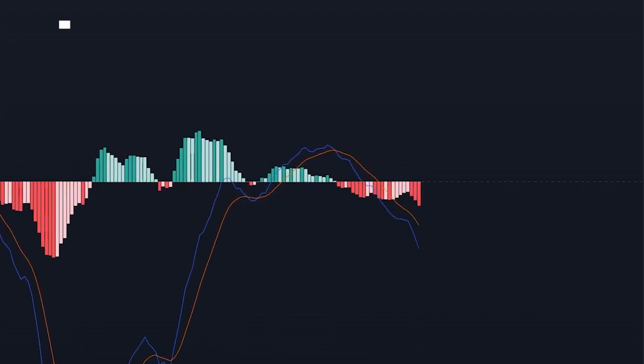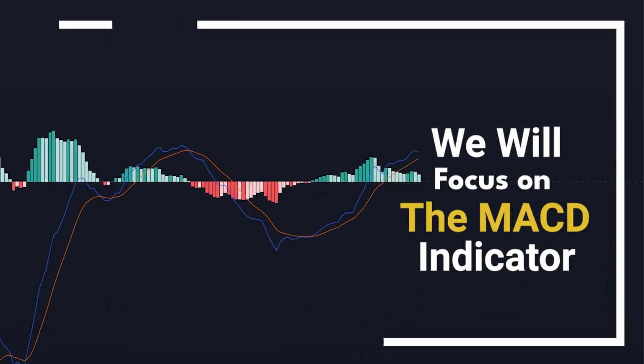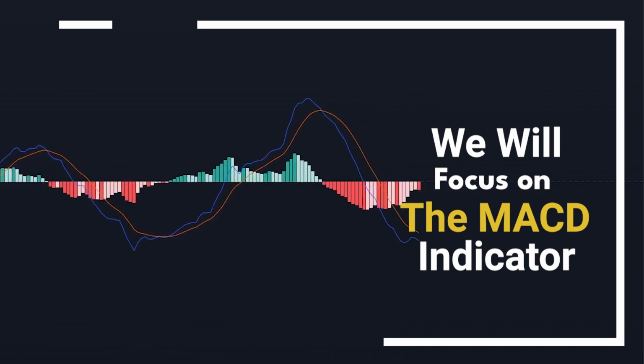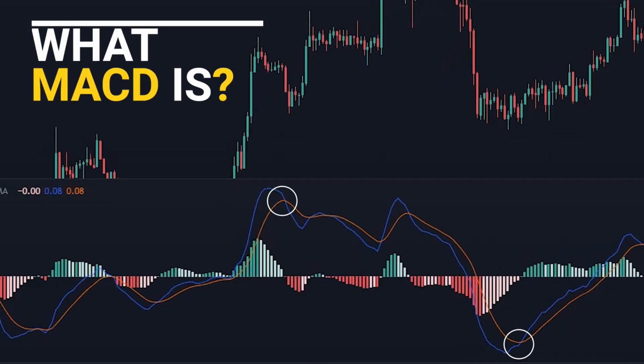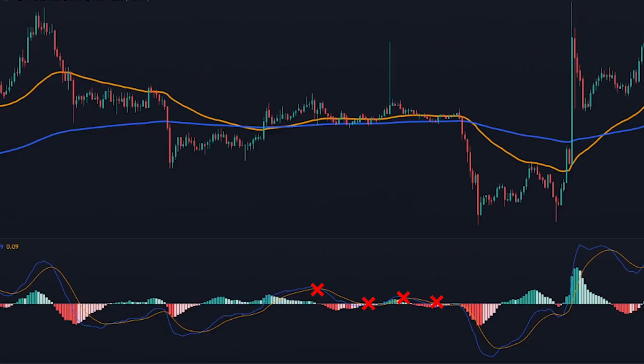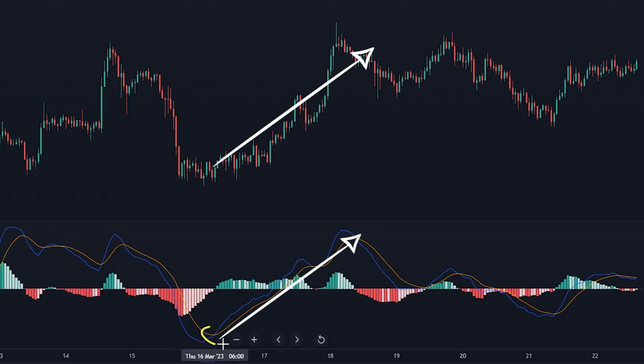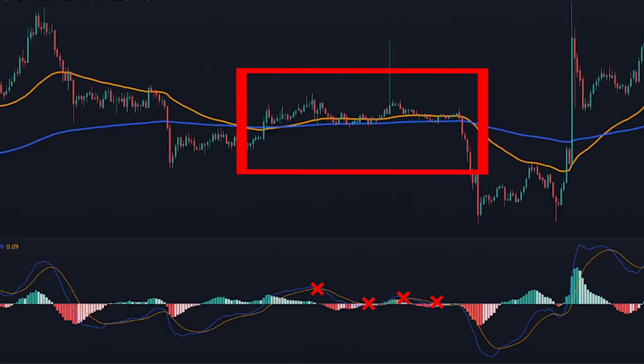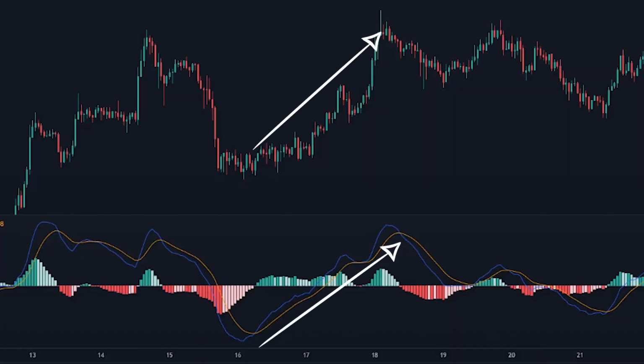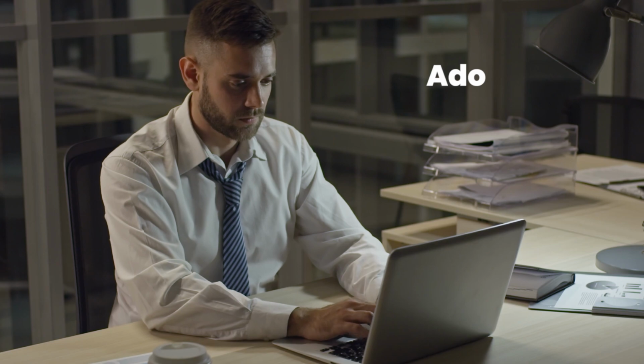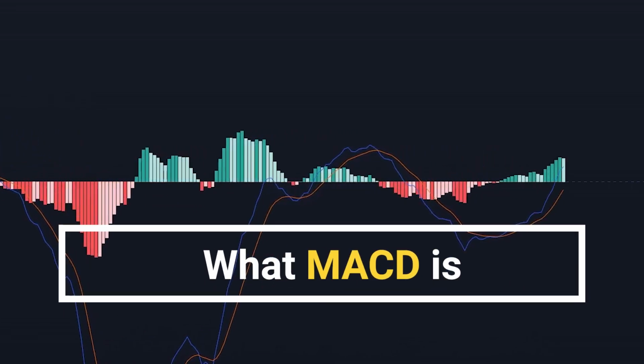In this video, we will focus on the MACD indicator and the best way to use it. We will explain what MACD is, how it works, what are false signals, and which signals are strong ones. We will also explain when you should avoid trading, and, most importantly, how MACD indicator can help you identify strong entry points for a trade. Without further ado, let's dive into what MACD is.